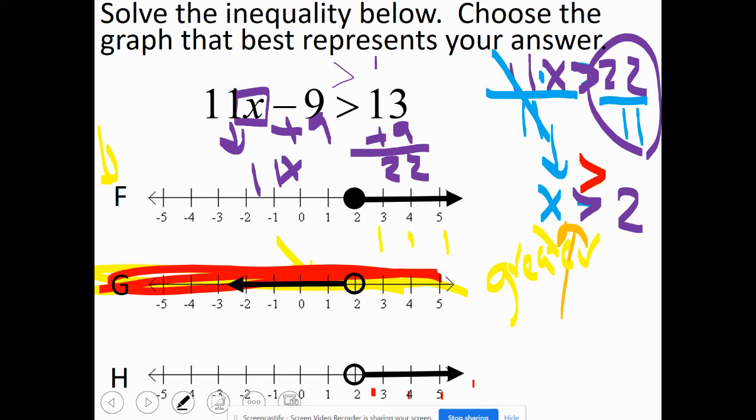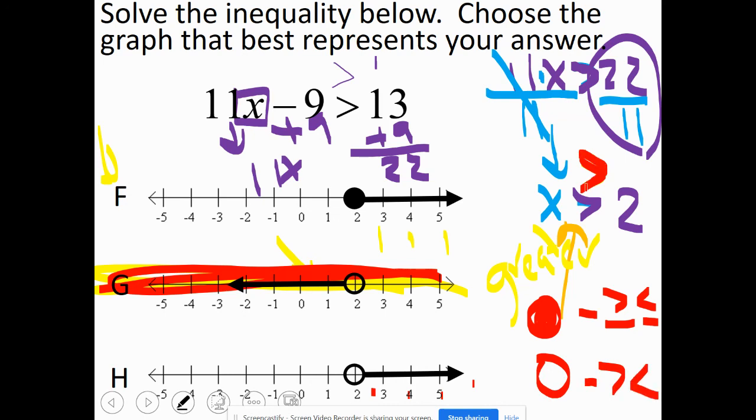Now, the other thing we've got to remember is that it's a closed circle whenever we have an equal to or less than, equal to or greater than, and it's an open circle when we just have a less than or greater than. So because we just have a greater than symbol, it's going to be an open circle, which means that this is my closest graph here, so H is my answer.